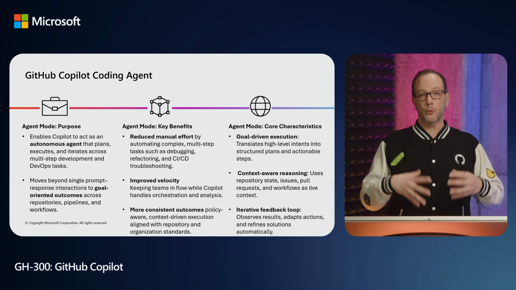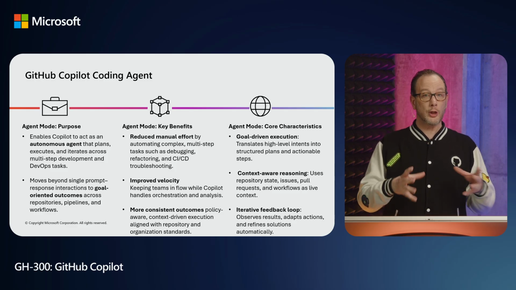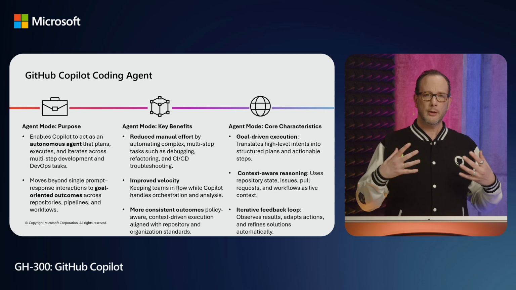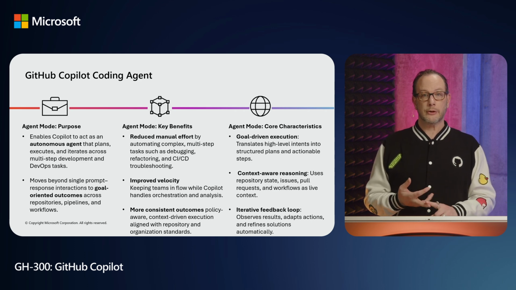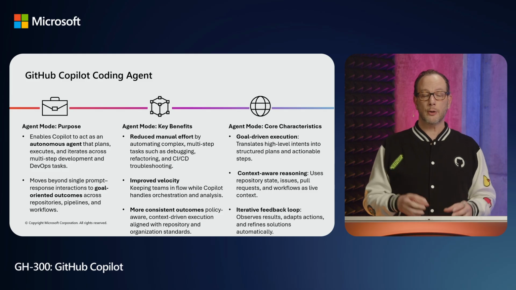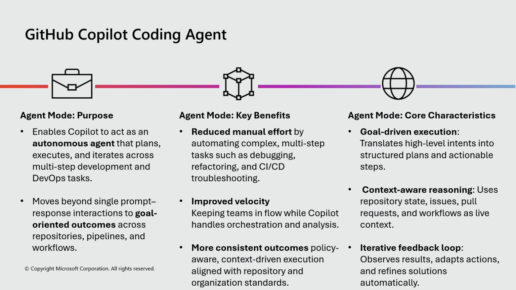This slide here is really aiming to reinforce the core concepts of that coding agent, describing the purpose, what are the benefits, what are the characteristics, by bringing them together. By revisiting these points, I hope this helps you leave with a clear mental model. Agent mode and now coding agent enable autonomous, context-aware, iterative execution, delivering consistent, scalable outcomes across development as well as DevOps tasks. And you know what? It doesn't even stop here.